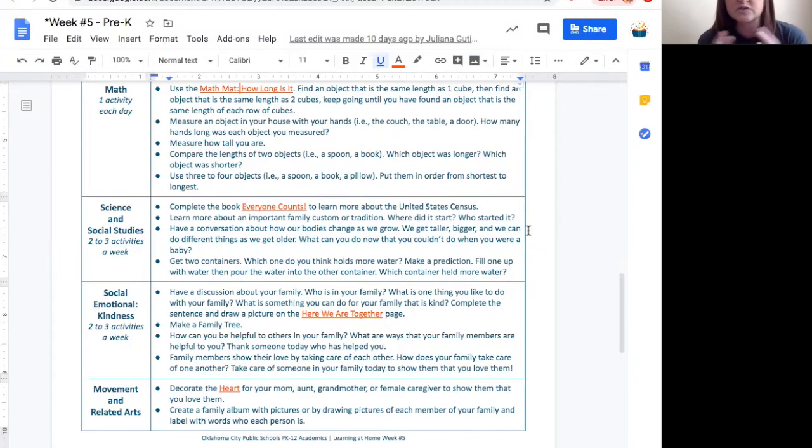So taking 2 containers of different sizes and making predictions about which one will hold more water, and then finding out which one holds more water. Having conversations about how we change as we get older. What can you do now that you're 4 that you couldn't do when you were a baby? What's something a grown-up does that a 4-year-old can't do? So having those conversations about how we change and grow over our lifetime.